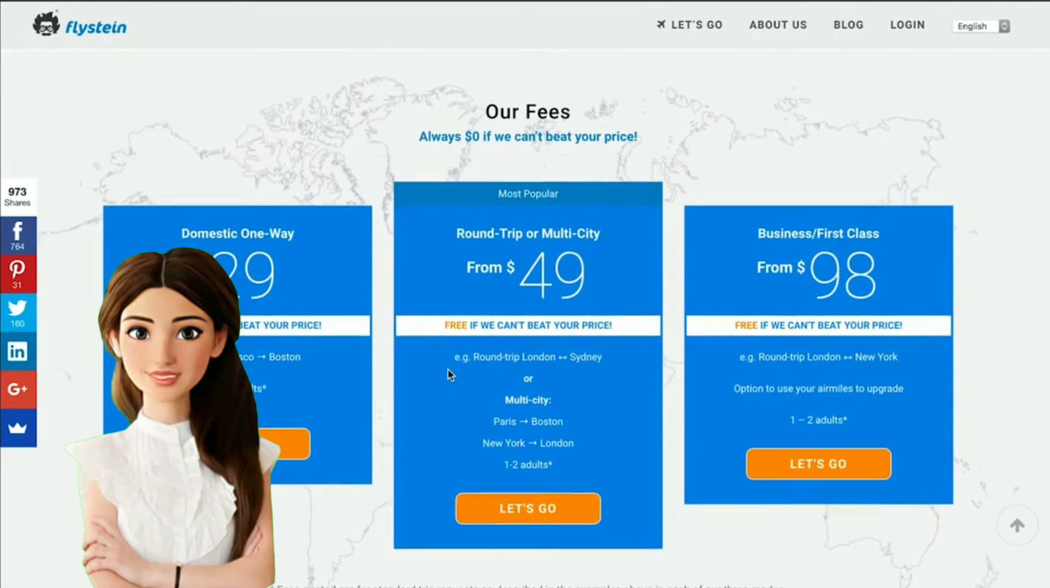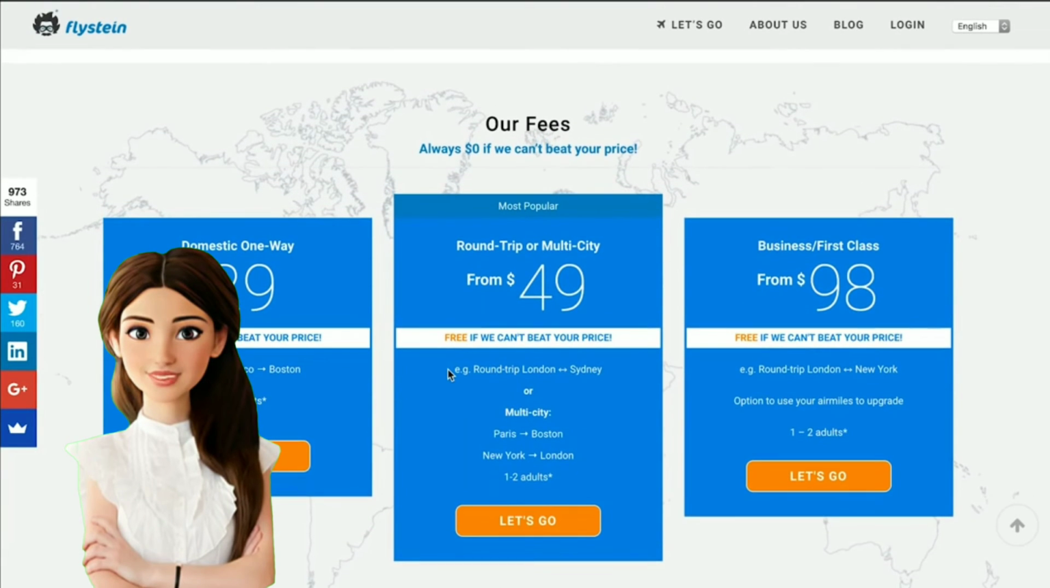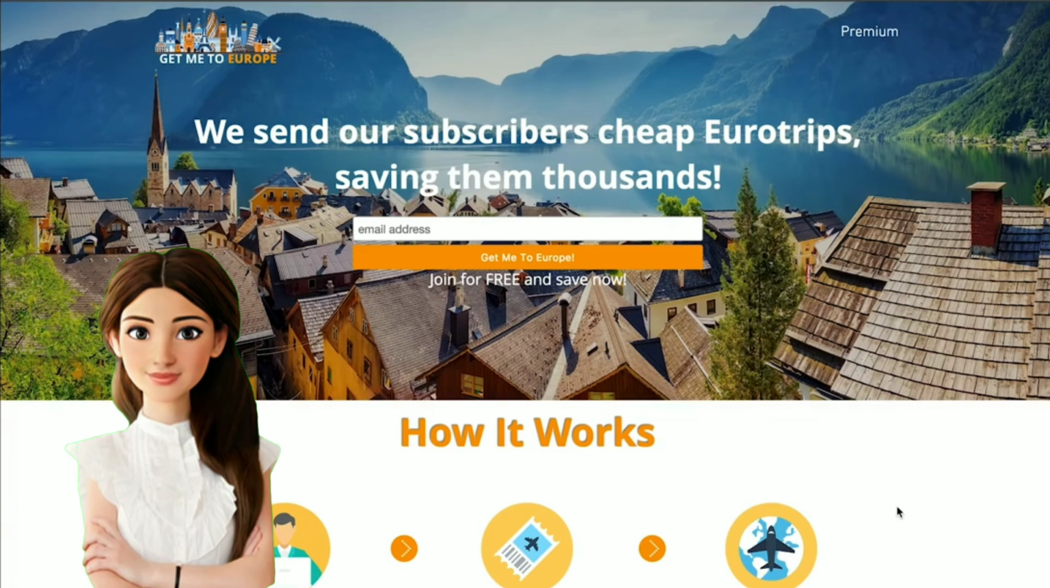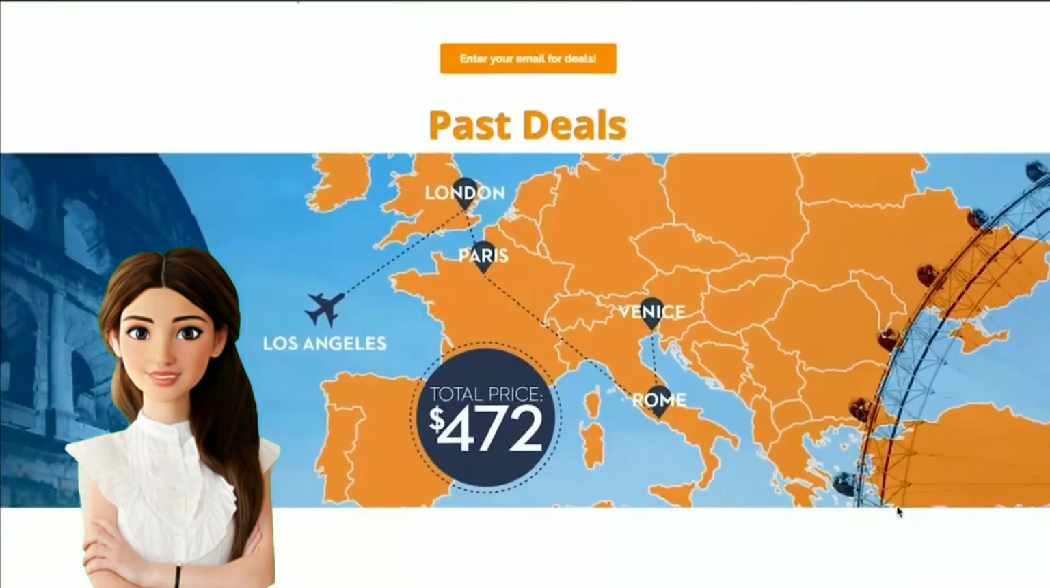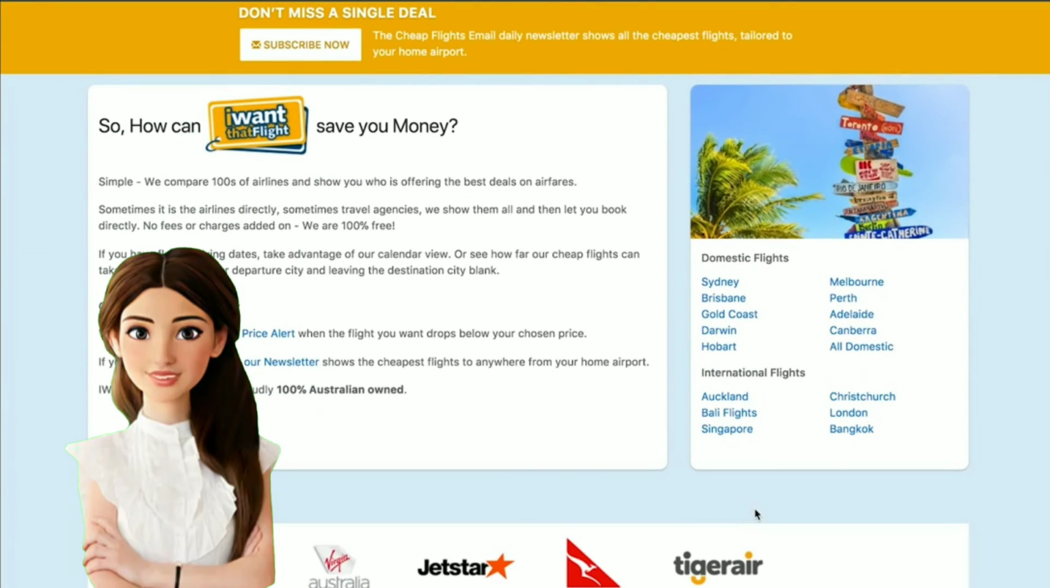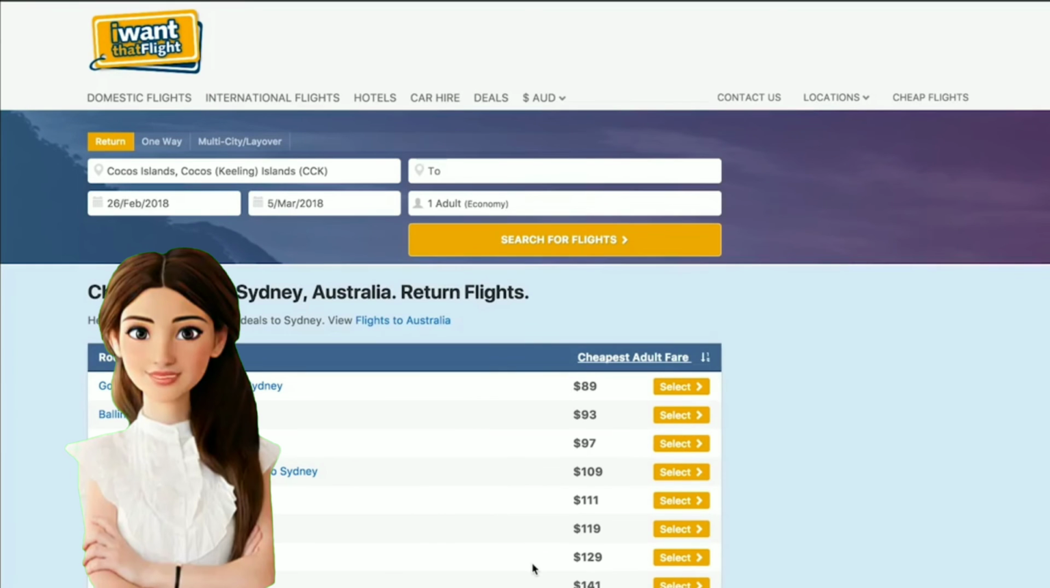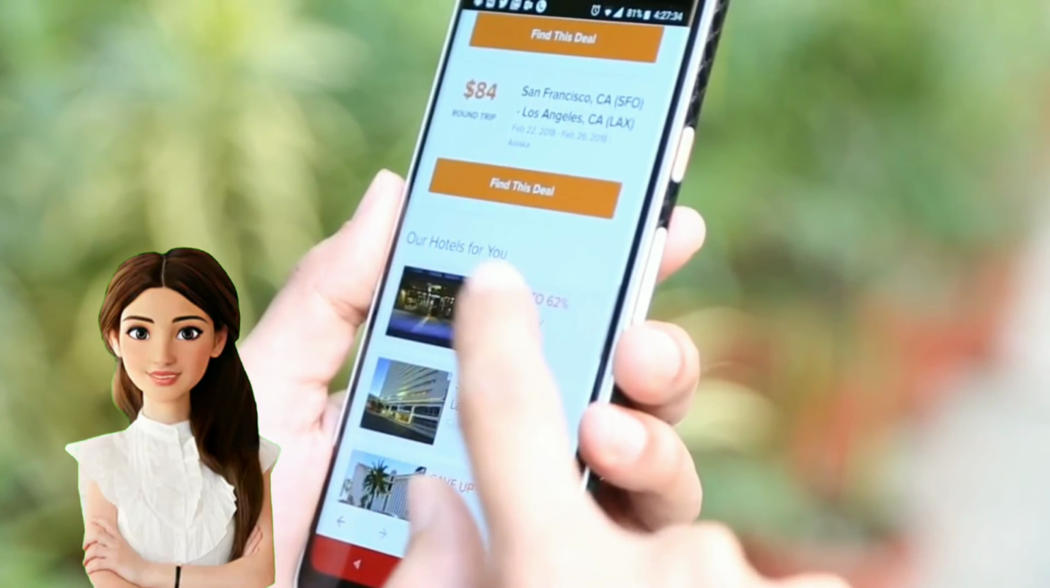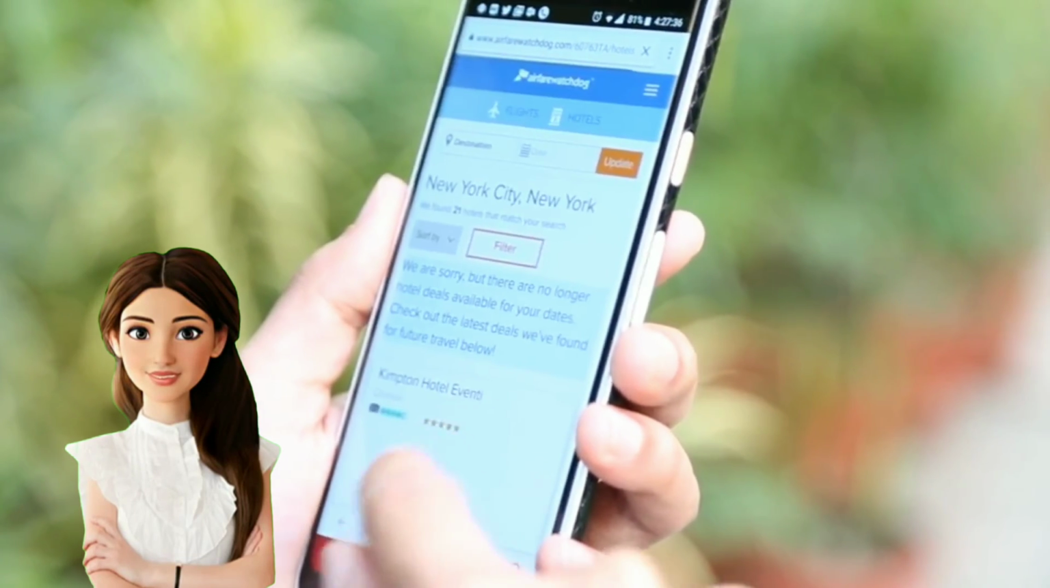We also came across a bunch of other services such as Get Me to Europe and I Want to Fly, which may serve your needs better if you are looking for cheap flight tickets for a US-Europe trip, or if you are based in Australia. So that's some information about international travel for beginners.